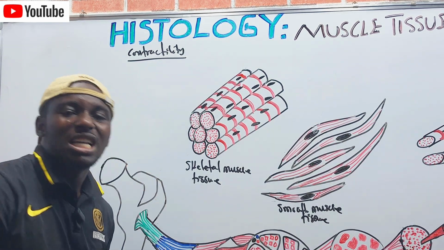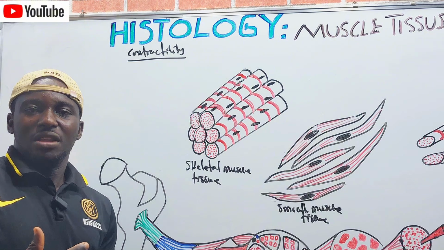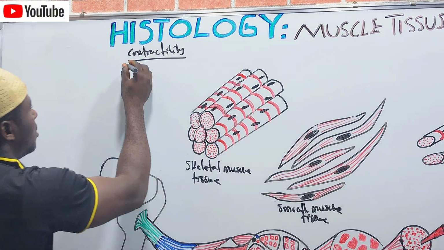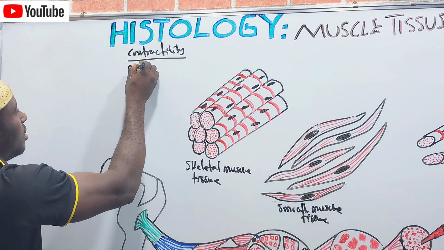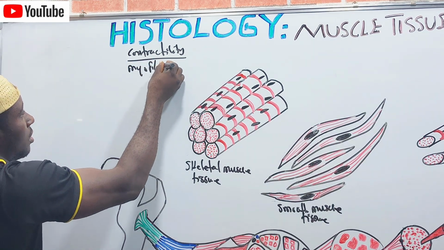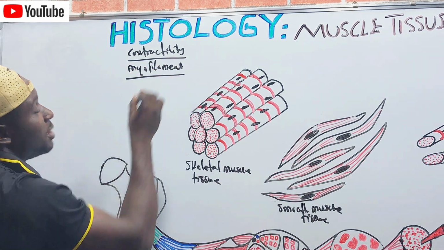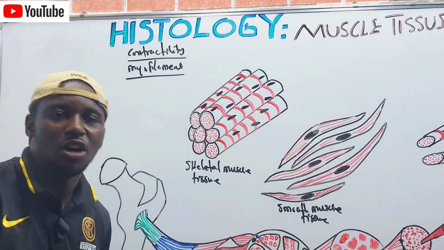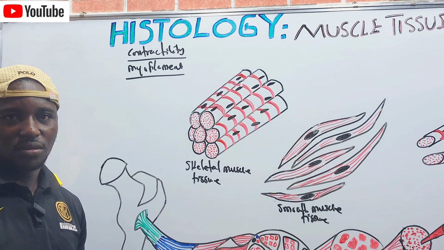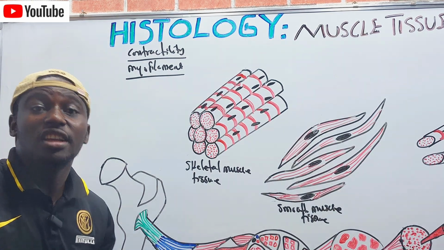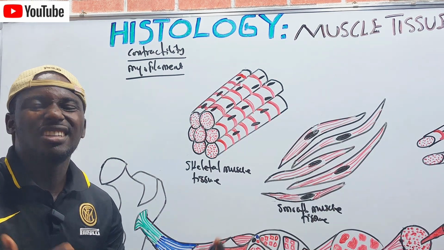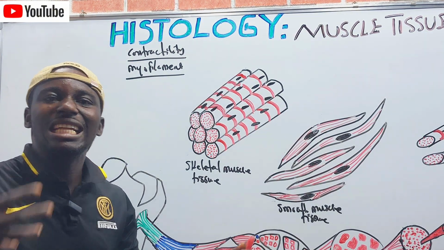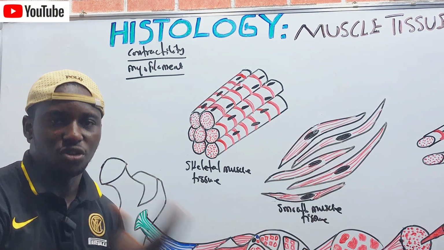This contractility is pioneered by a specialized protein filament known as the myofilament. The myofilament is a specialized protein filament that initiates contractility of a muscle tissue. This myofilament creates an organized structure that helps to lengthen and contract the muscle.